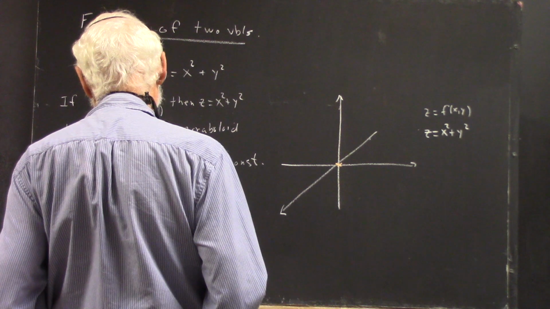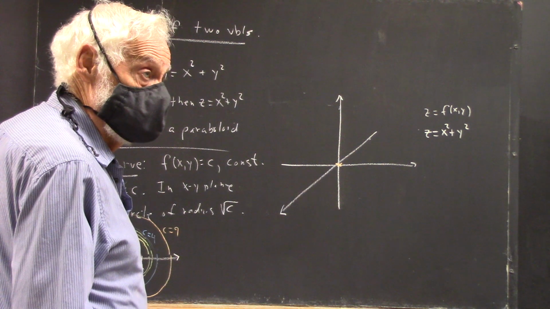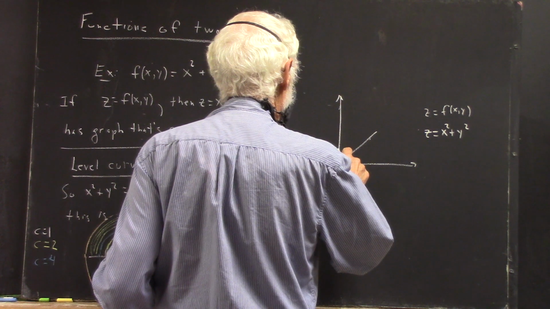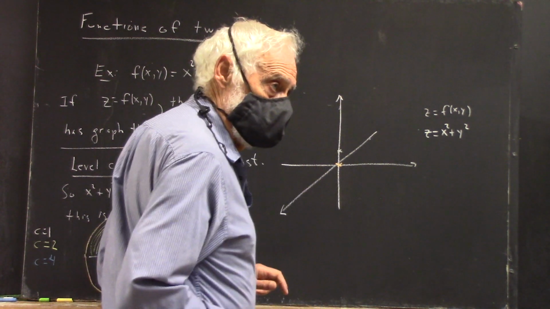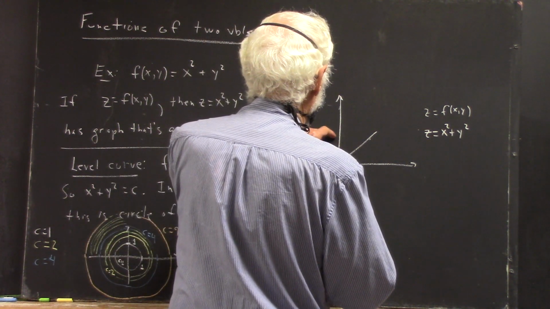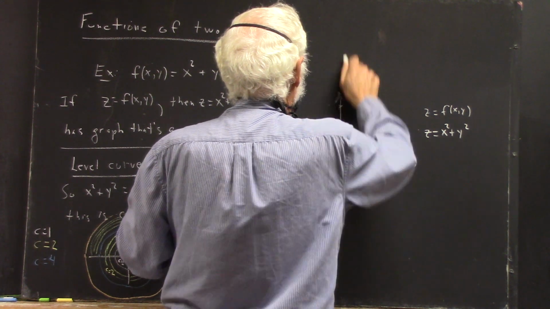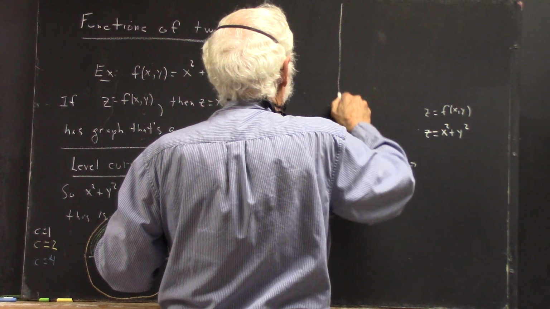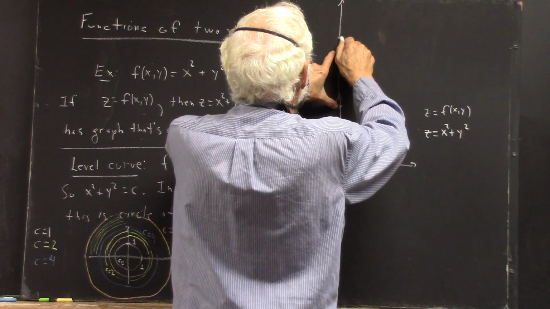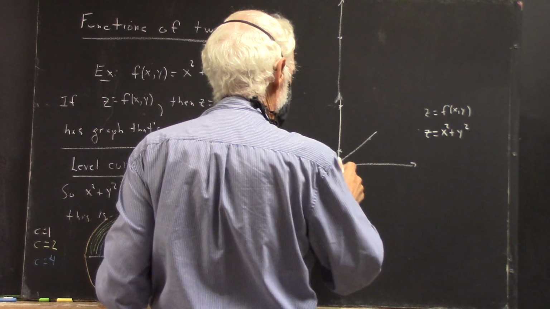Then c equals 1 occurs when z equals 1. Okay, so let's just say that z equals 1 is here. And z equals 4, well, that'll be up here. So that's going to need some room. And z equals 9 is going to be this distance plus this distance. Here's 9. I don't want to clutter up the picture too much.